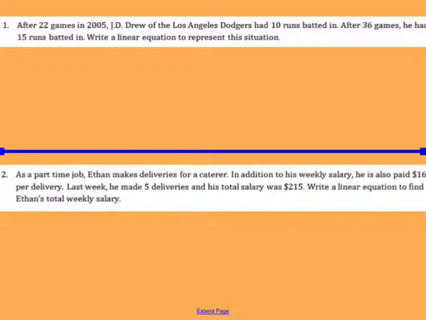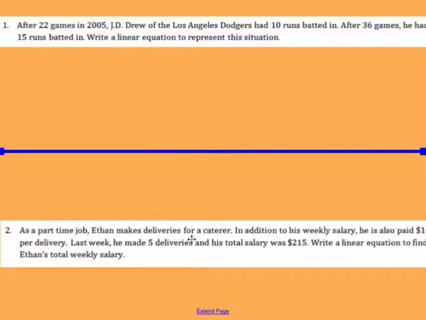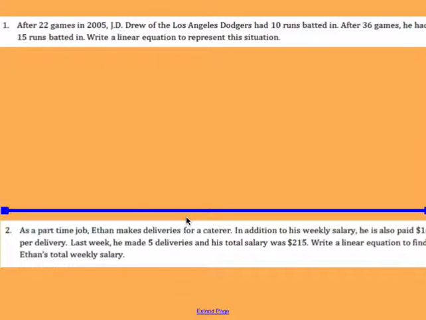So starting with number 1, after 22 games in 2005, J.D. Drew of the Los Angeles had 10 runs batted in. After 36 games, he had 15 runs batted in. Write a linear equation to represent this situation. So what we want to do for equations like this is we want to look at those as being almost like points. Okay, so let's write out points.